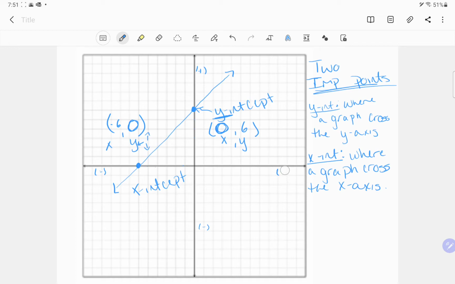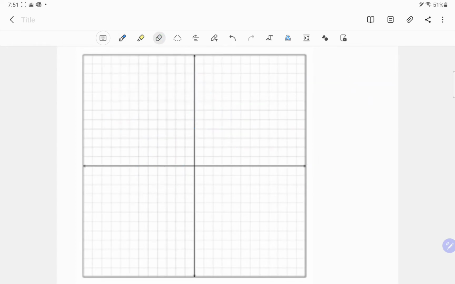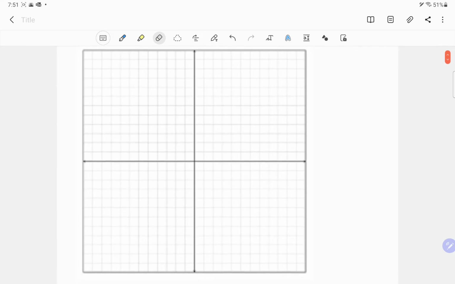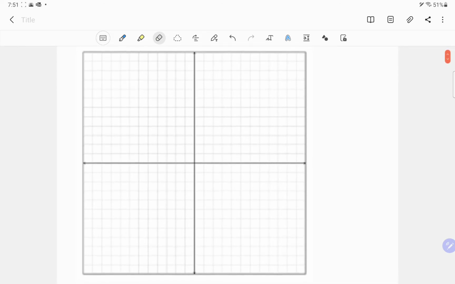Okay? So let's look at how we can use this information here to graph lines or graph equations. So if I have the following equation, x plus y equals 5, okay? And I want to graph this.